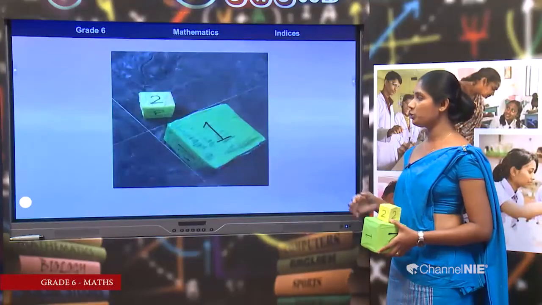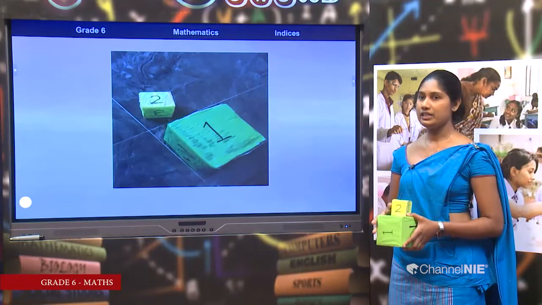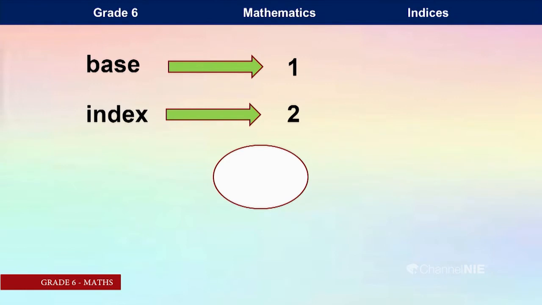Then I am going to do this again, and these are the faces I observed. The largest one is 1. That means the base. We have used the largest die as the base and the smallest one as the index. Here you can see the base is 1 and the index is 2. How to write this using index notation? It is 1 to the power 2. Another name I have taught you. What is that? That is 1 squared.